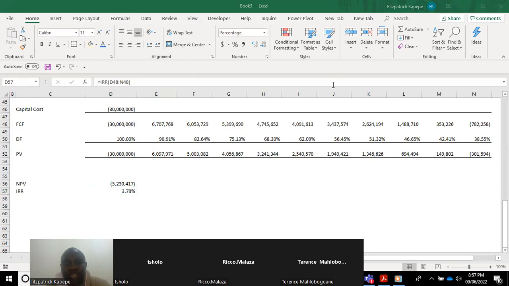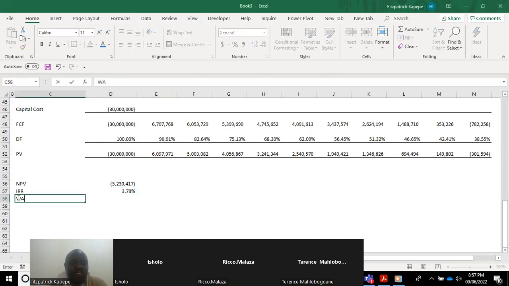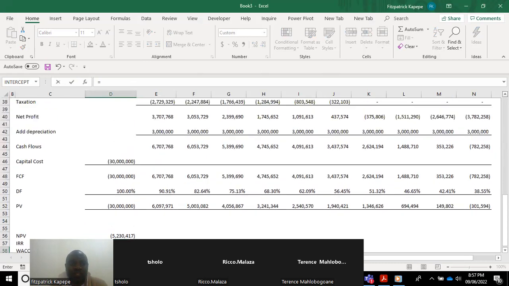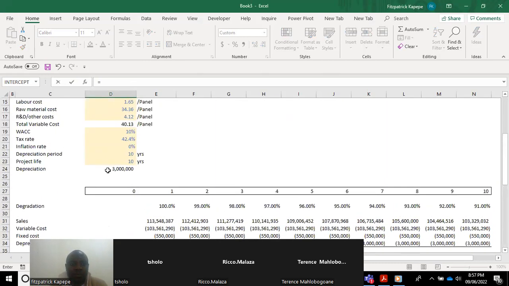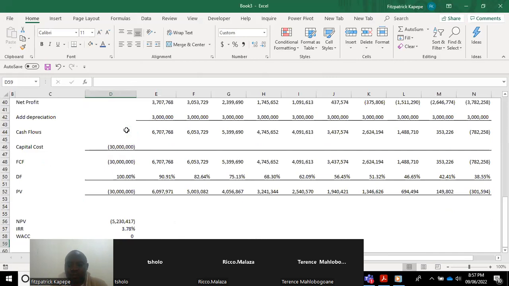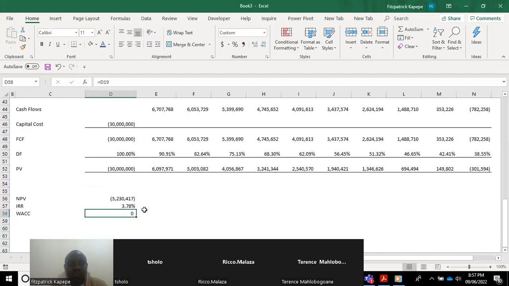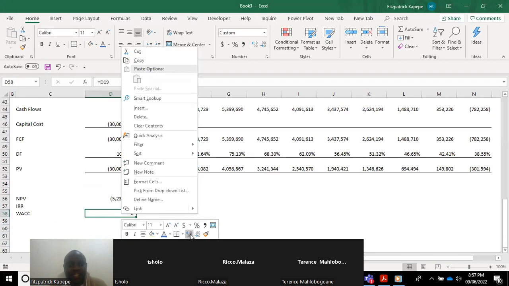Okay, so what I'm saying is that, remember, whenever you're comparing, when you're doing your analysis, always compare your work against your internal rate of return. So in order to be making profit, you're supposed to get anything greater than 10. Yes, anything greater than 10.